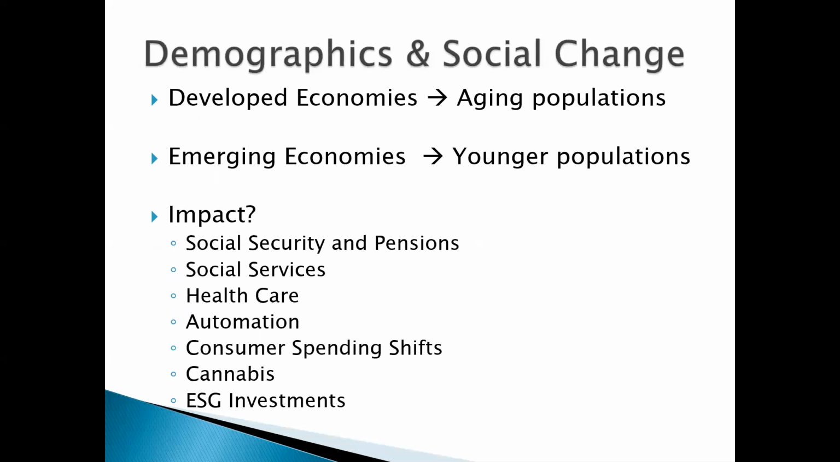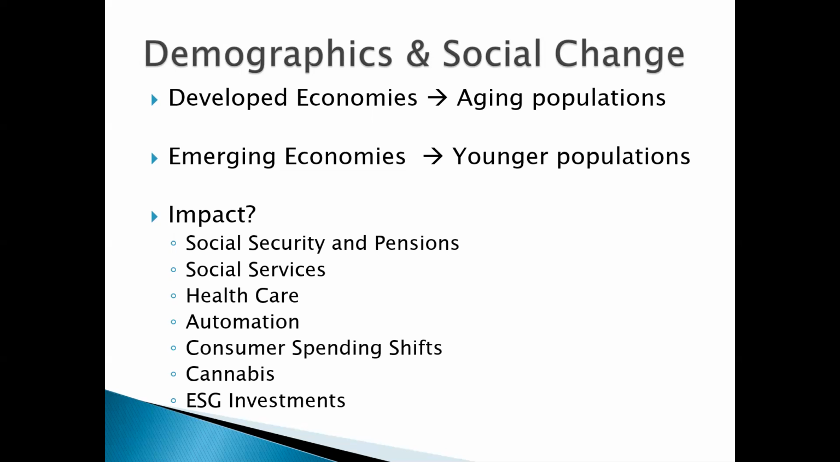Now, let's look on to the second megatrend, and that's demographics and social change. So the more developed economies, Japan, US, Europe, have aging populations in general, whereas the more emerging economies have younger populations. So what's the impact of that? Well, with an aging population, there's impact on Social Security and pensions in terms of pressure. There's impact on the need for social services, for healthcare, which actually drives automation because it's a cost factor.